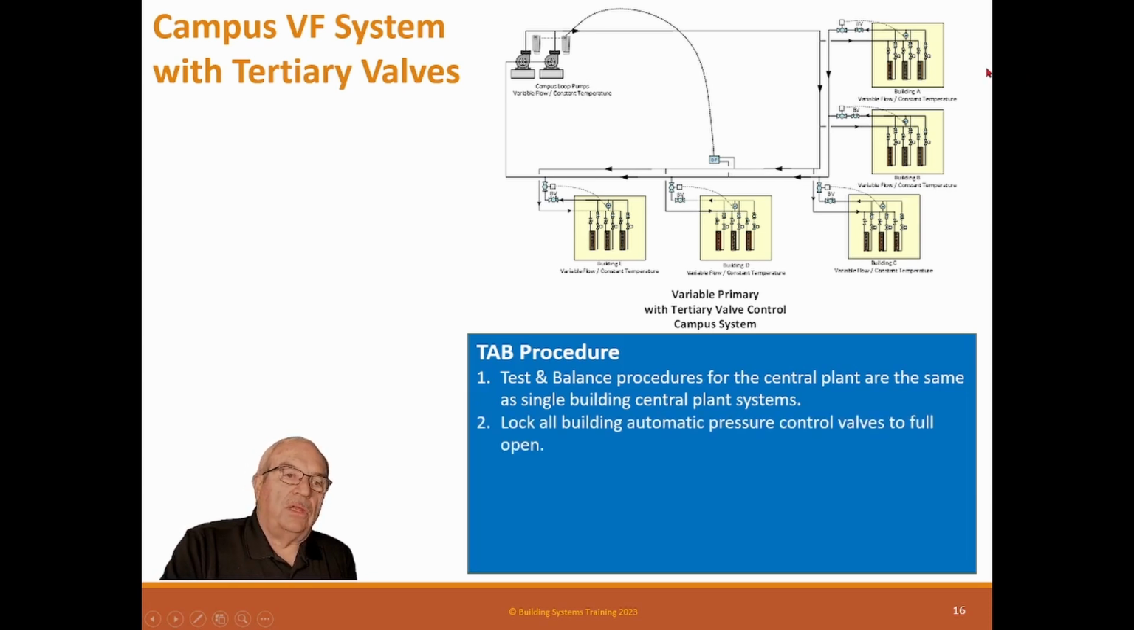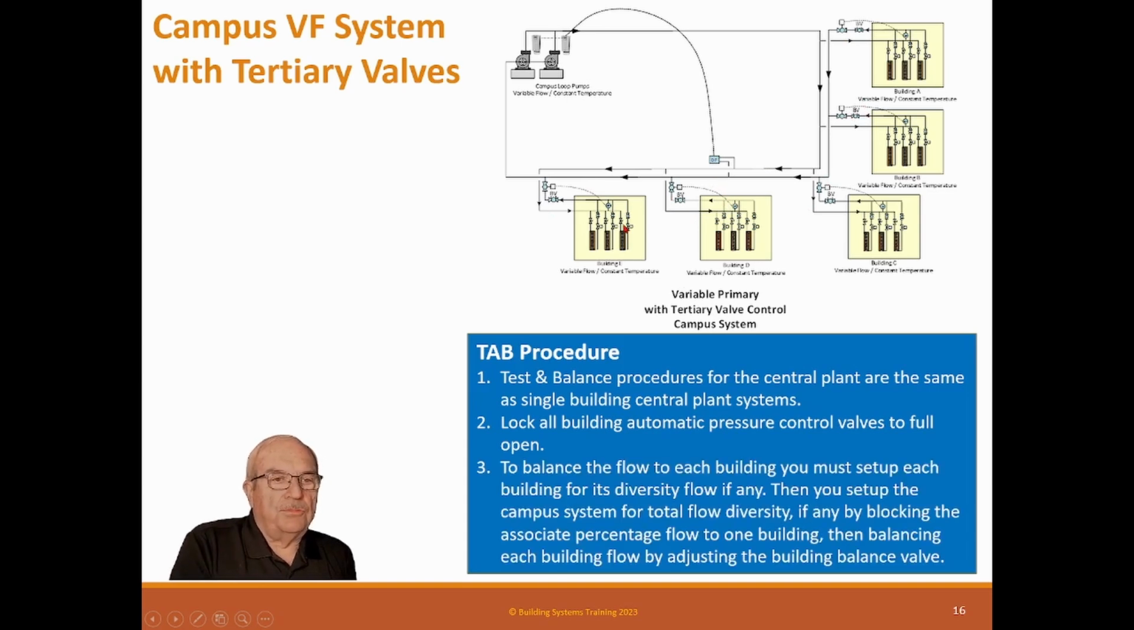So now we're going to lock all building automatic pressure control valves to full open. We're going to do just like this with an air handler, like this one big air handler. We're going to lock that coil to design flow, and if it has diversity, then we're going to have to close off part of this for diversity so that we know what that valve has, the diversity flow. Or we might balance this valve down to diversity flow and do all these to diversity flow, so now we can do the flow of all the buildings.